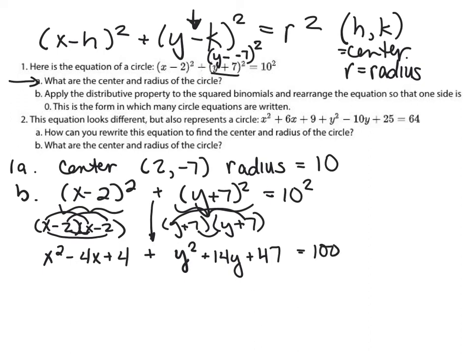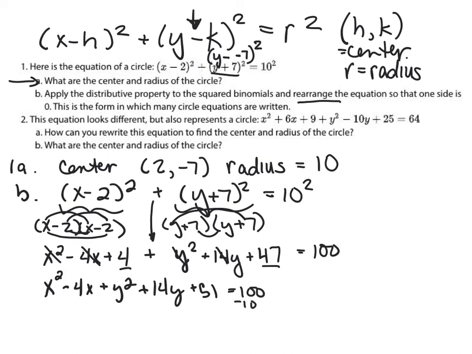So this said, rearrange the equation. So I'm going to rearrange it in order from highest degree to lowest degree. So I have x squared minus 4x. I'm going to go ahead, cross it off if I use it, plus y squared plus 14y. And then I'm going to collect everything here together. 4 plus 47 is 51. And then subtract 100 from both sides. My final answer is x squared minus 4x plus y squared plus 14y minus 49 equals 0.